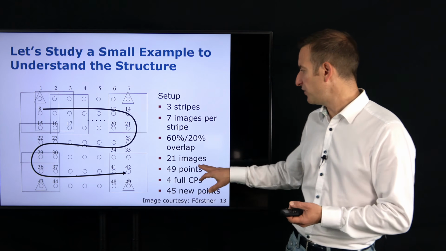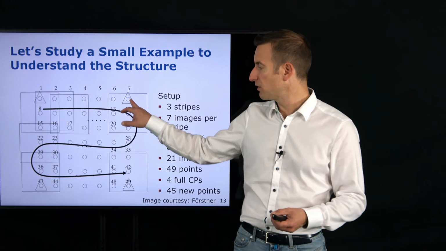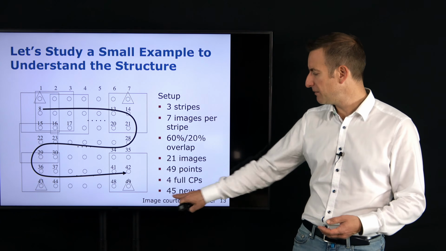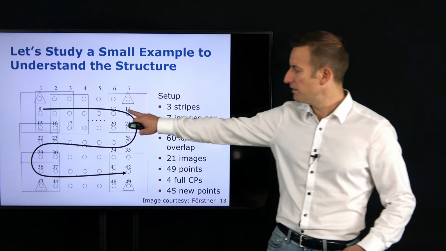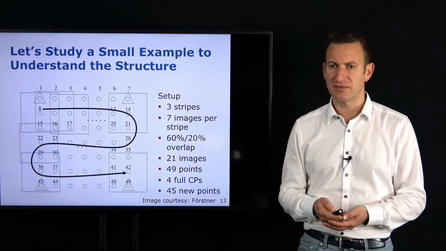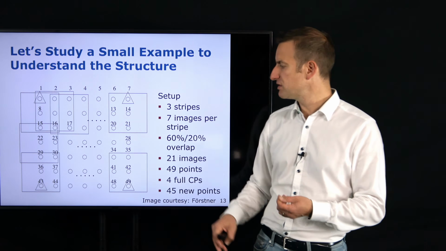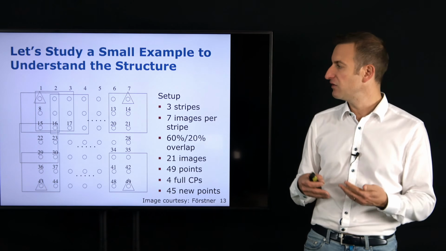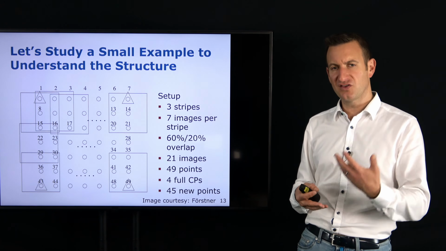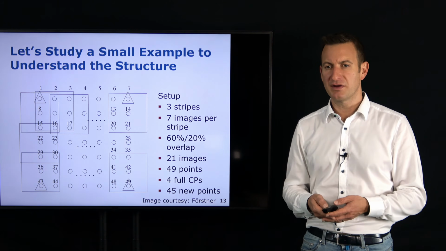high precision maps. This means we have 21 images, 49 points, of which 4 are full control points. These are those points in the corners where I assume to know the x, y, z coordinates, so known point coordinates. That means we have 45 new points. These are all the other points in here for which we have to estimate the 3D location. That's the underlying estimation problem. These are the images that we have, and we want to exploit this structure and illustrate the resulting matrices, such as the Jacobian matrix or the normal matrix, based on this example.